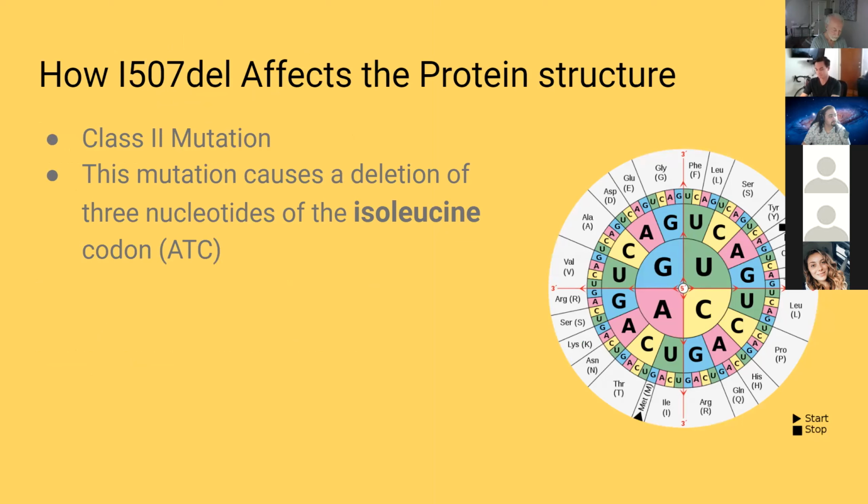So, how I507del affects the protein structure. It is a class 2 mutant, which is the most common class regarding this protein. This mutant causes a deletion of 3 nucleotides, isoleucine codon, which codes for amino acids. This faulty amino acid can be thought of as a building block for the protein. Ultimately, the protein will still be built, but it does not allow sufficient ion flow, if any at all.